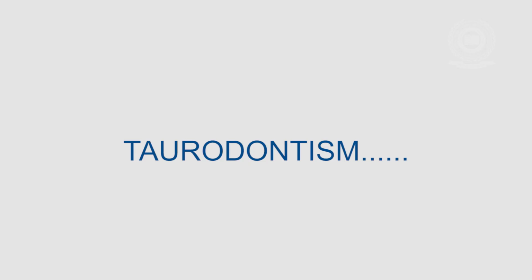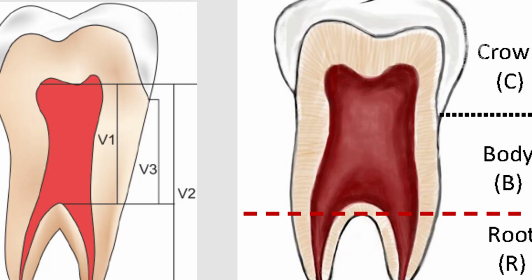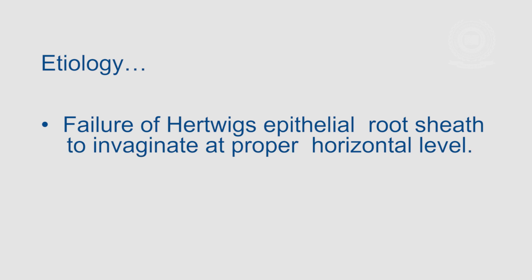Taurodontism is an anomaly where the body of tooth is enlarged at expense of root. As the appearance of such teeth can resemble the teeth of cud chewing animals, it has also been referred to as bull-like teeth. It is more common in permanent molars. Taurodontism may result from failure of Hertwig's epithelial root sheath to invaginate at proper horizontal level. The condition appears to be genetically controlled and familial in nature.